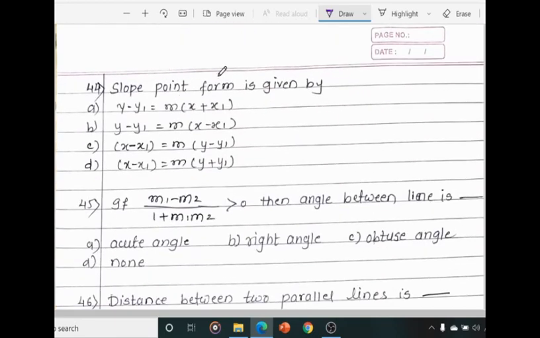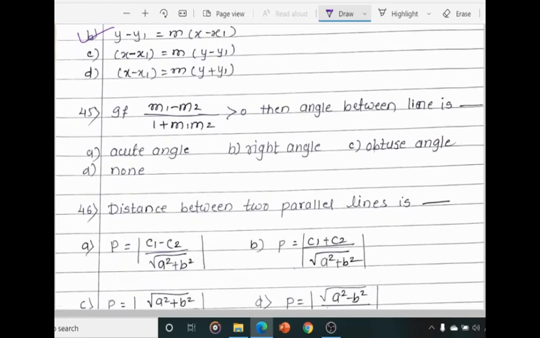Find slope point form is given by y minus y1 is equal to m into x minus x1. If m1 minus m2 upon 1 plus m1 into m2 is greater than 0, then the angle between line is an acute angle. This is the condition we need to learn.